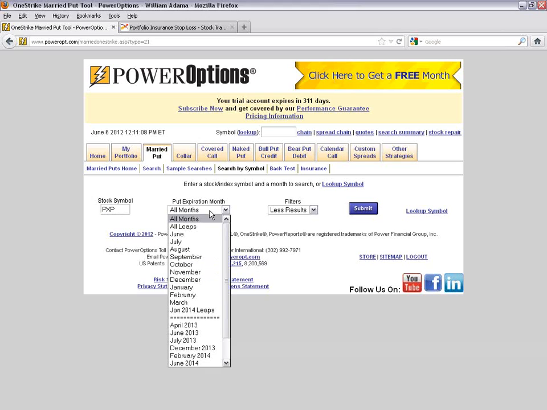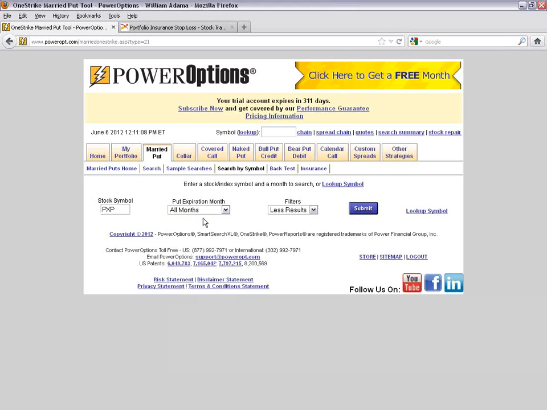So I'm going to leave our put expiration time frame at all months. Now we do have a filter set that you can use here, so you can select less, more, or all. It's better to start off with less, and then you can always expand that to more. So let's go ahead and start off with less results for PXP. And I'm just going to hit Submit.